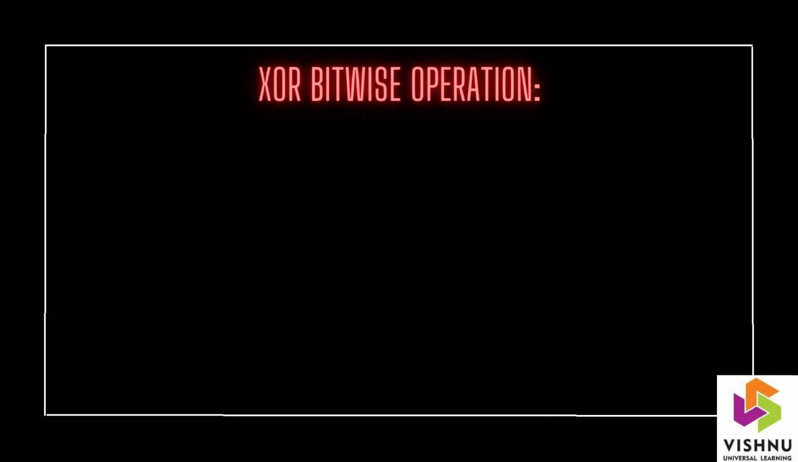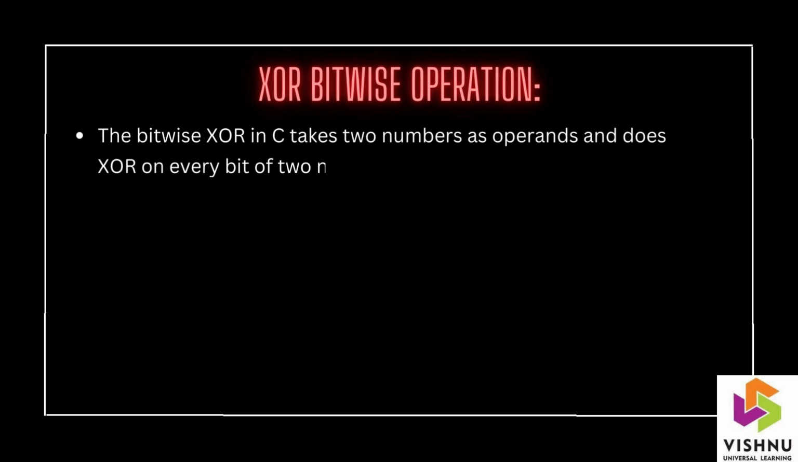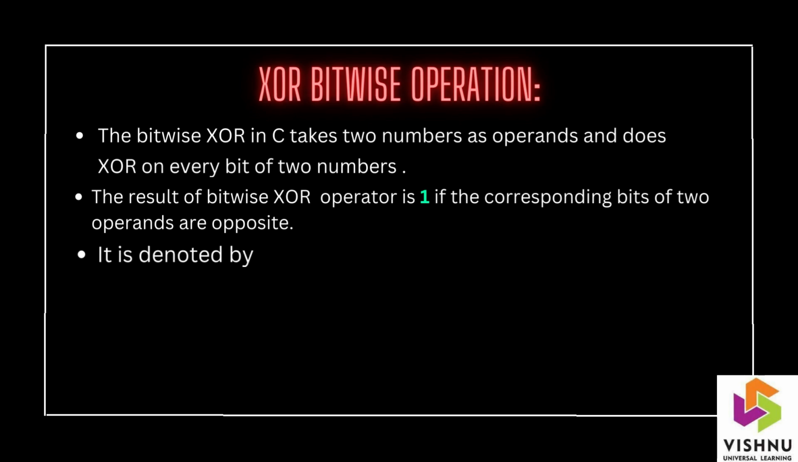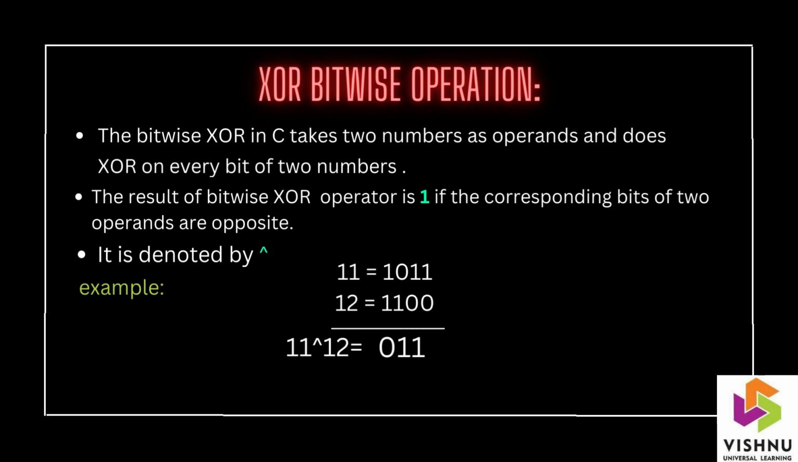Let's know exactly what the XOR bitwise operation means. The bitwise XOR in C takes two numbers as operands and does XOR on every bit of the two numbers. The result of the bitwise XOR operator is 1 if the corresponding bits of the two operands are opposite, and it is denoted by caret. Let's have a look at an example. 11 in binary is represented as 1011, whereas 12 is represented as 1100. Then applying XOR to 11 and 12 would give us 0111, which is 7 in decimal.